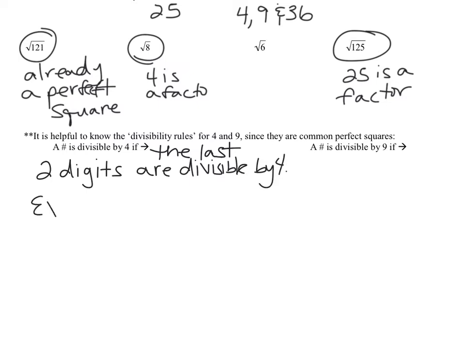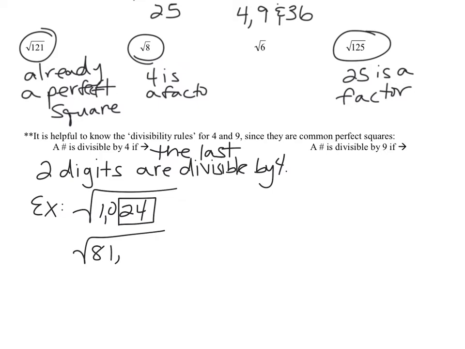So for example, let's take the number 1024. The last 2 digits of 1024 are 24. And since 24 is divisible by 4, that means this entire number is divisible by 4, which means this is not in simplest form because 4 goes into it, right? Another example might be the square root of 81,480, right? 80 is divisible by 4. And since 80 is divisible by 4, that means 81,480 is divisible by 4. So that's helpful to know, right?